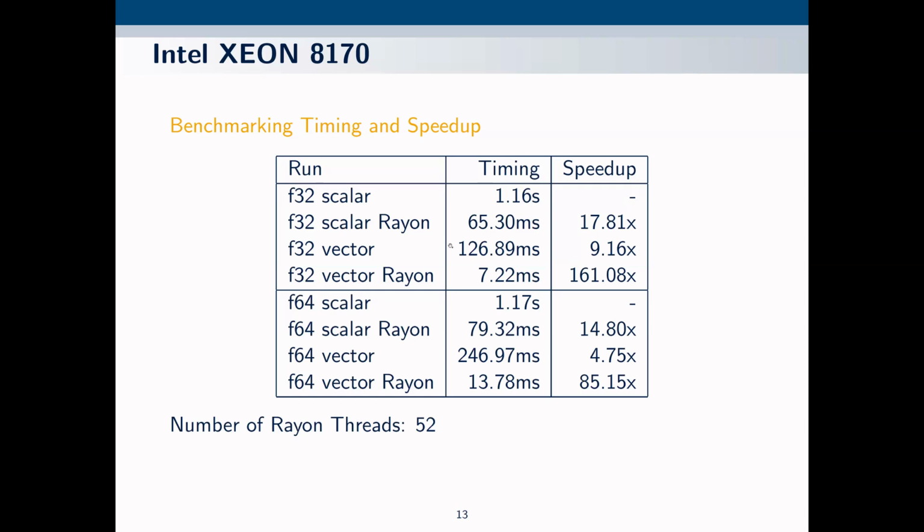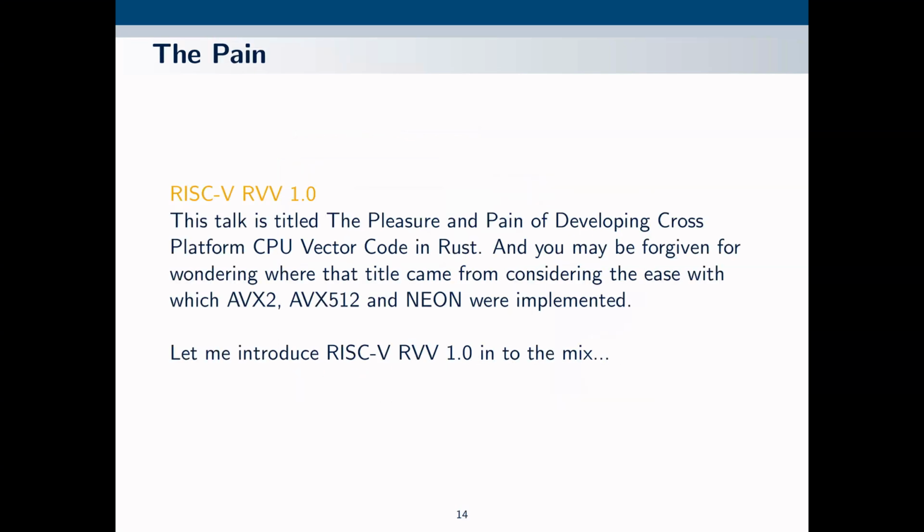We are seeing speedups in F32 of 161 times. So we're going from 1.16 seconds to 7.22 milliseconds. And that's the kind of speedups we like to see in high performance computing. That's saving you money if you're having to pay for computer time, and it's allowing you to do a lot more with the available resources.